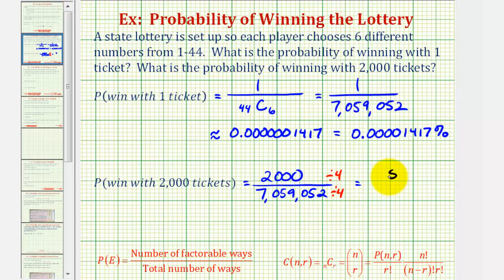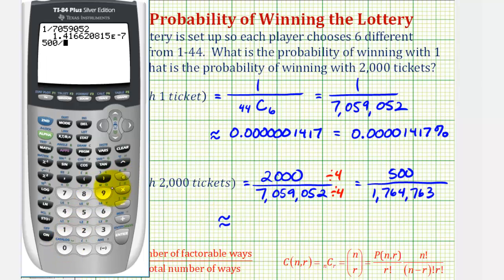This would give us 500 divided by 1,764,763. And this actually does not simplify any further. So the probability of winning with 2,000 tickets is 500 out of 1,764,763. But again, let's go ahead and convert this to a decimal and a percentage. So now we'll have 500 divided by 1,764,763.